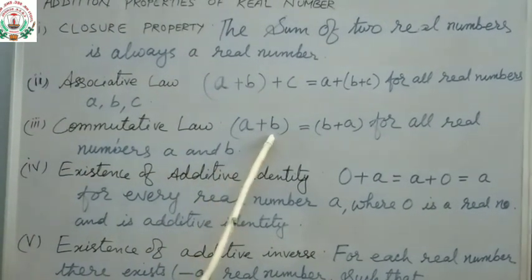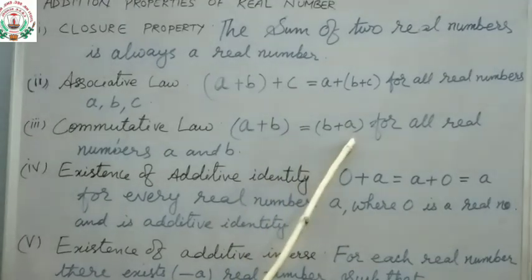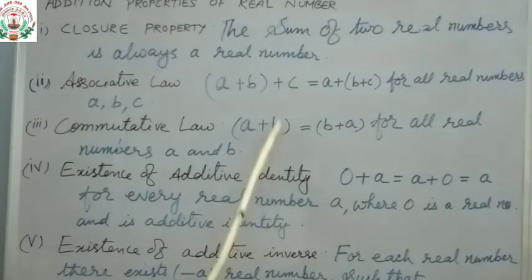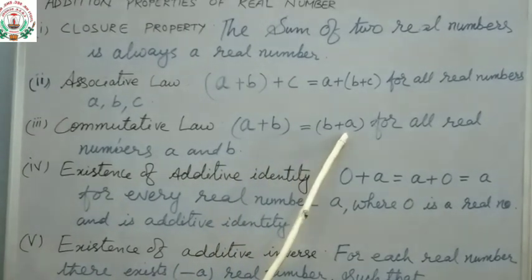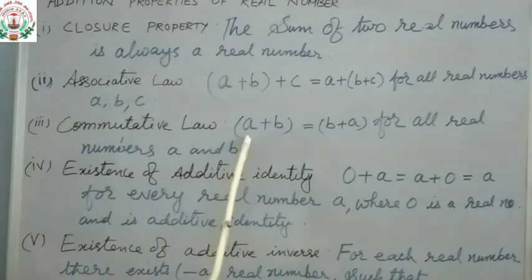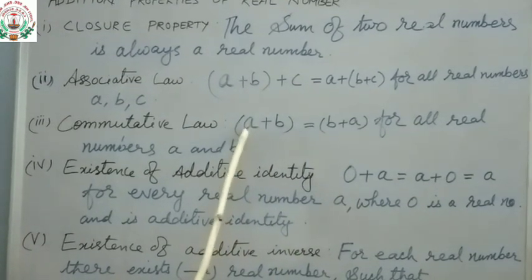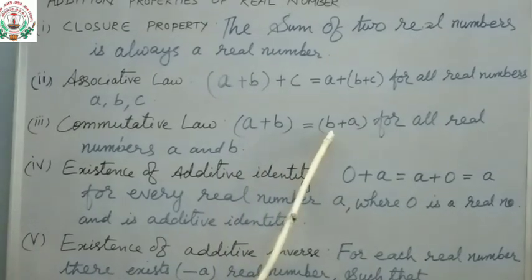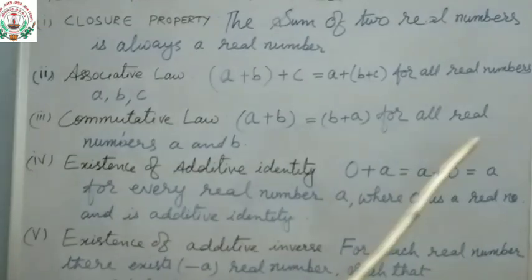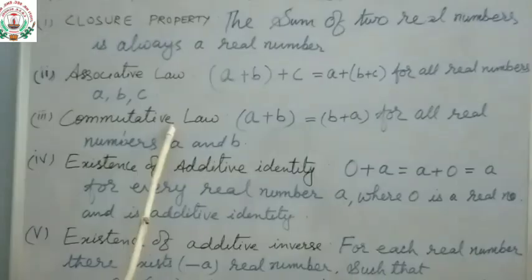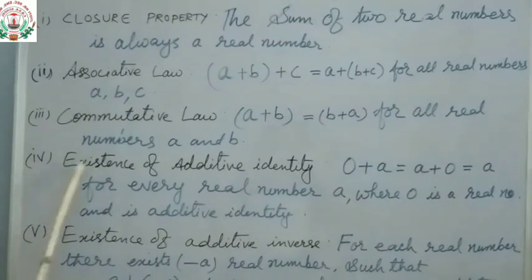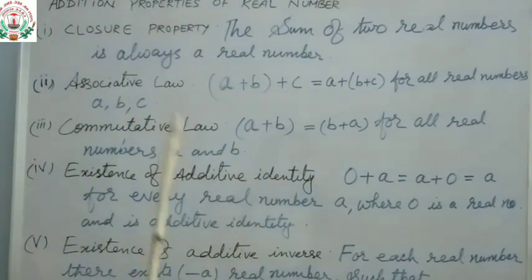Now third one, commutative law. Commutative law means A + B is equal to B + A. That means any two real numbers you take, A and B, when you add, you will get the same value as B plus A also. Suppose for example you took 2: 2 + 3 will be equal to 3 + 2. Same 5 and 5 you will get. So for all real numbers, commutative law is also true under addition.